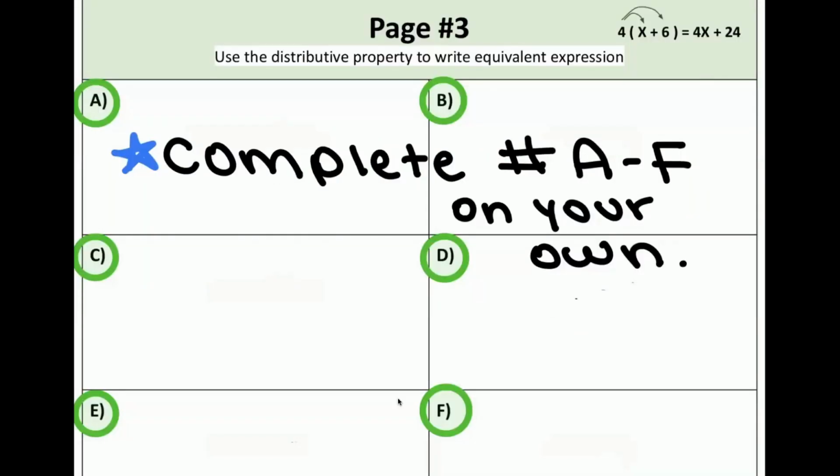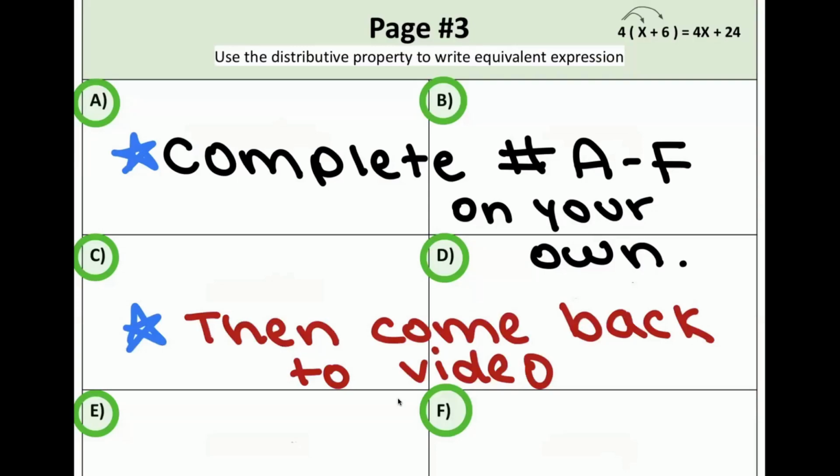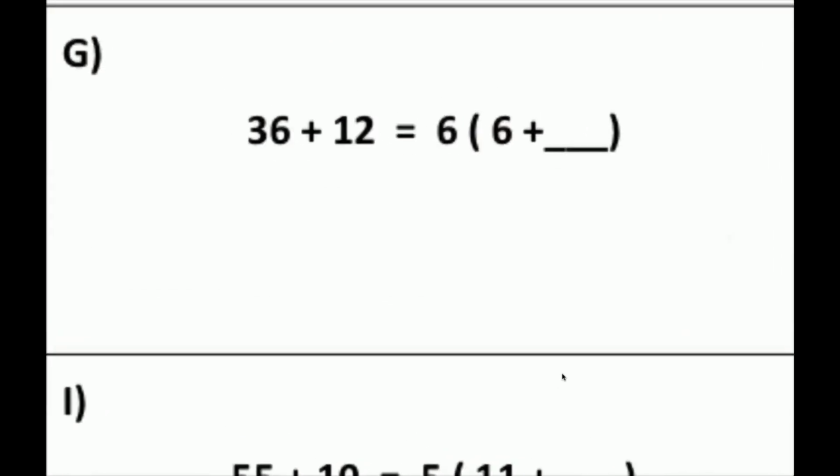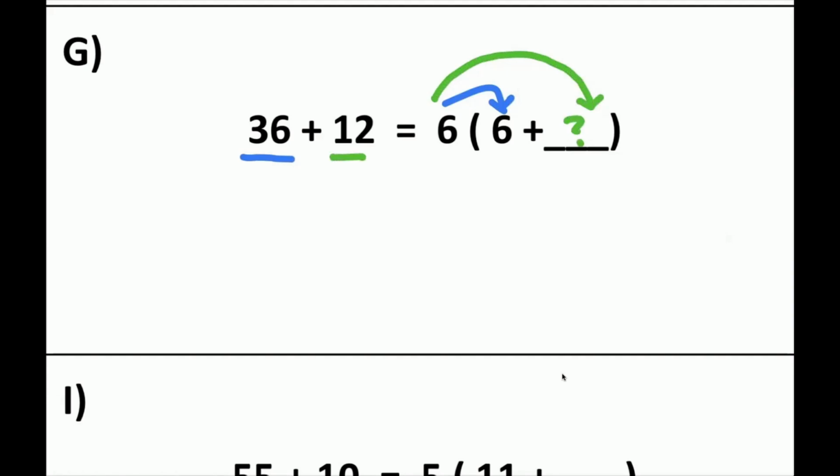Let's take a look at page 3. Go ahead and complete A through F on your own. Then come back to the video. Let's take a look at problem G. We know that parentheses mean multiply. So we're going to multiply this 6 on the outside times 6, which gives us 36. So then I'll ask myself, 6 times what number will give me 12? Well, 6 times 2 is 12. So once again, 6 times 6 is 36, and 6 times 2 is 12.